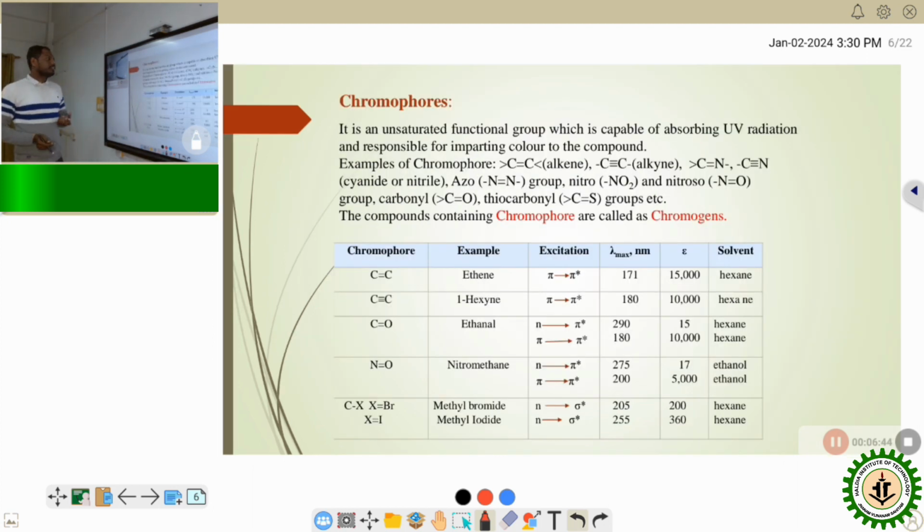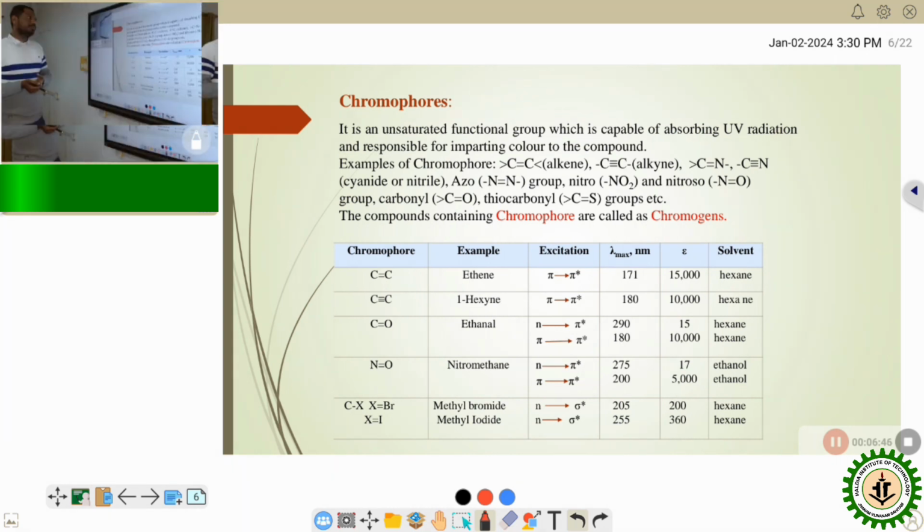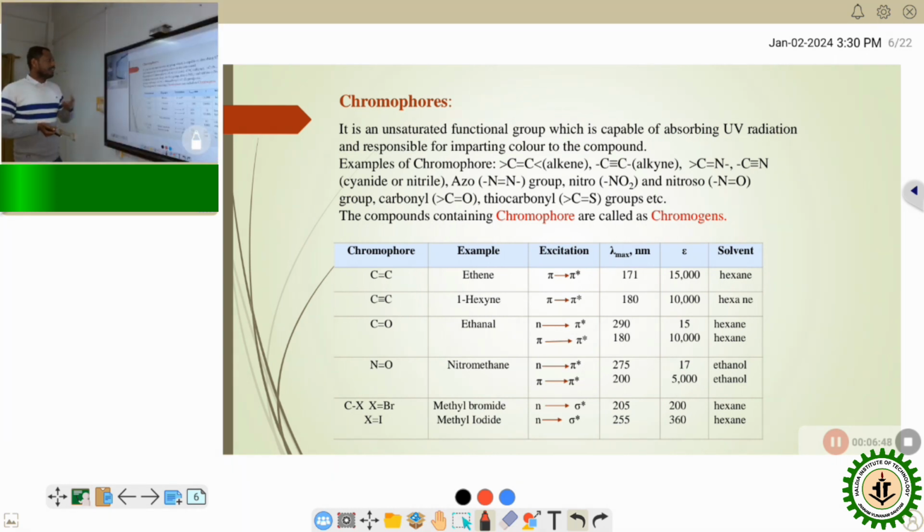Now we discuss different definitions in UV spectroscopy. One is chromophore. What is a chromophore? Basically, a chromophore is a color-producing group. That is, an unsaturated functional group present in a molecule whose absorbance is shifted towards the lower wavelength region. This type of functional group is known as a chromophoric group.